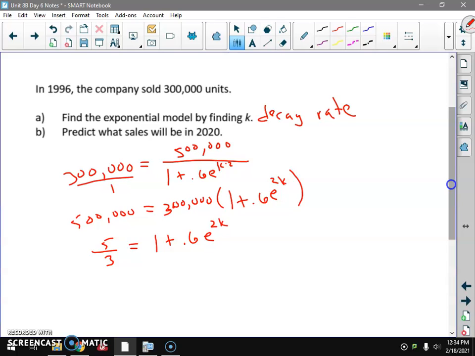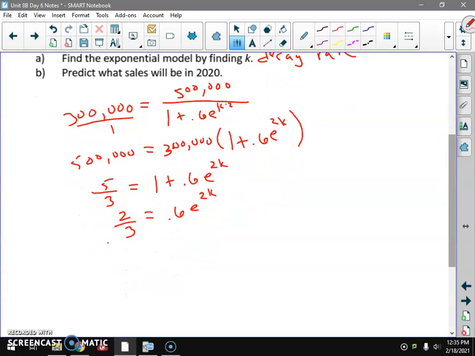Subtract 1. 5/3 minus 1 is 5/3 minus 3/3, which is 2/3. 2/3 equals 0.6e to the 2k. Divide off the 0.6, otherwise known as 6/10 or 3/5. We could do this in our head by all means. And what we get is e to the 2k equals... Oh, I didn't write that down, darn it. What is it? Well, let's see. Let's do this right here real quick. 2/3 divided by 6/10 is 2/3 times 10/6 or times 5/3. So that would be 10/9.